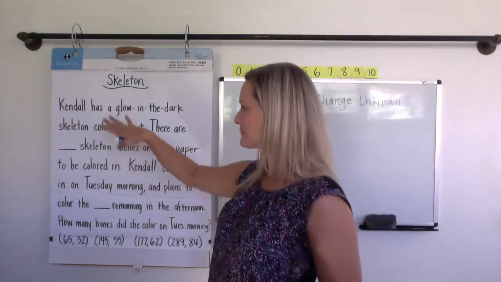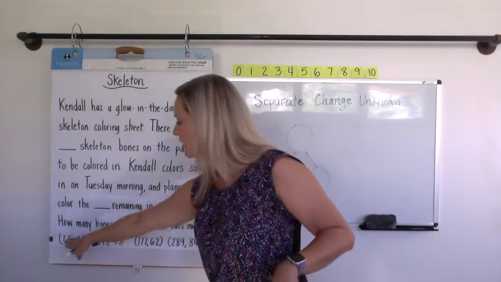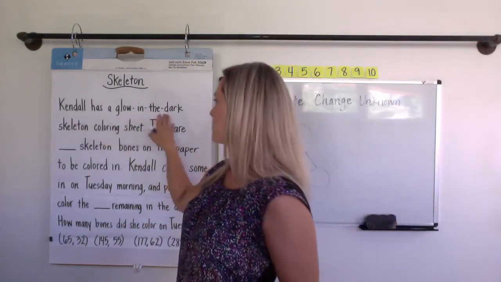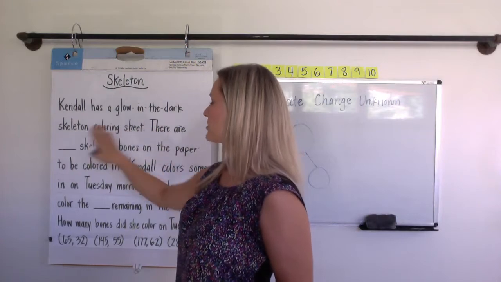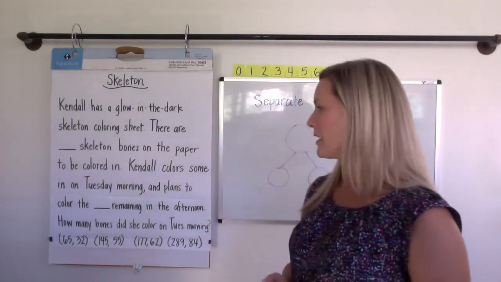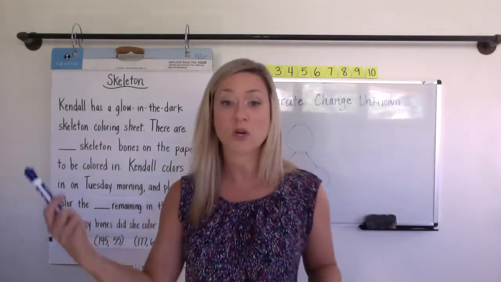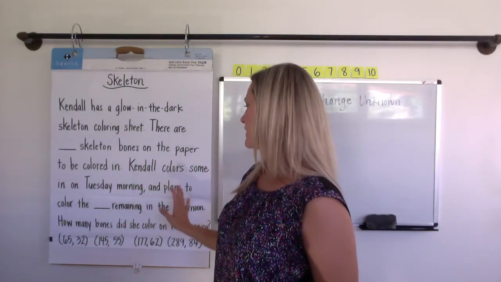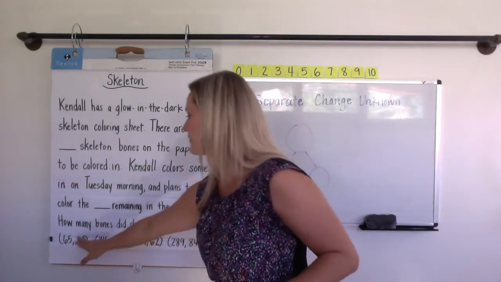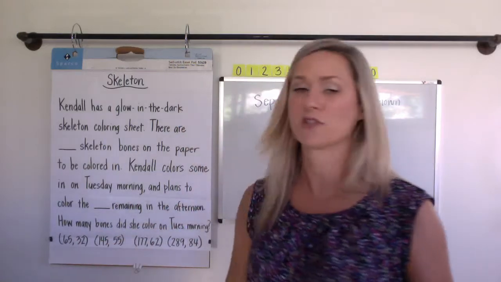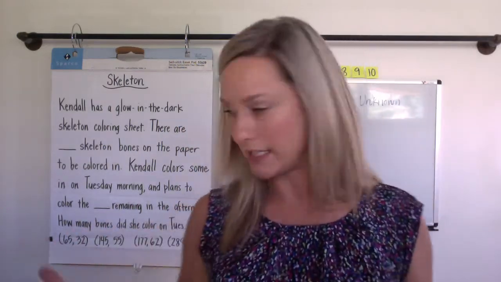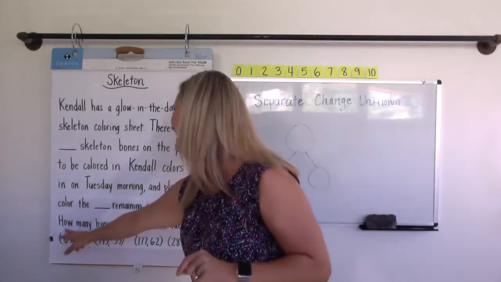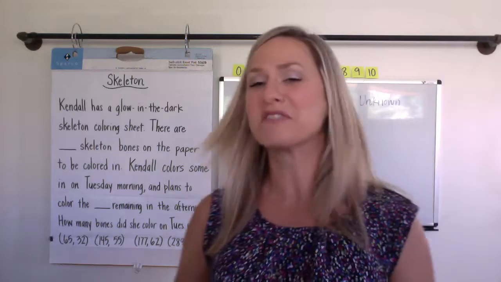Okay, so I'm going to try it out with the first number set, 65 and 32. Kendall has a glow-in-the-dark skeleton coloring sheet. There are 65 skeleton bones on the paper to be colored in. Okay, so that's the total, 65. Kendall colors some in on Tuesday morning and plans to color the remaining 32 in the afternoon. Okay, easy. Actually, it's probably not easy. How many bones did she color on Tuesday morning?